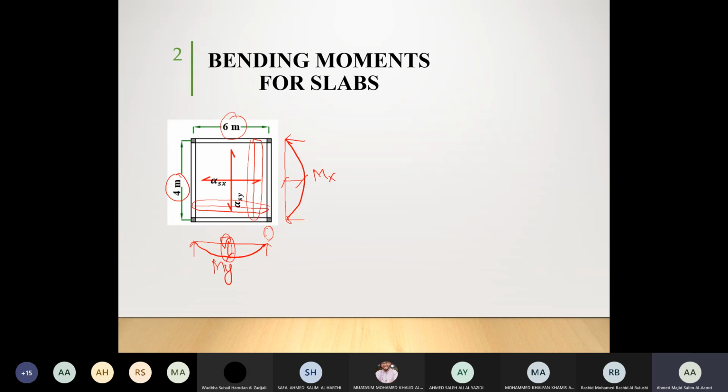Okay. Now we have alpha and we have beta, if you remember. So the code, just to differentiate between the restrained slab and the simply supported two-way slab: for the simply supported two-way slab, they called the coefficient alpha. For the restrained two-way slab, they called it beta. And we are going to see it now.